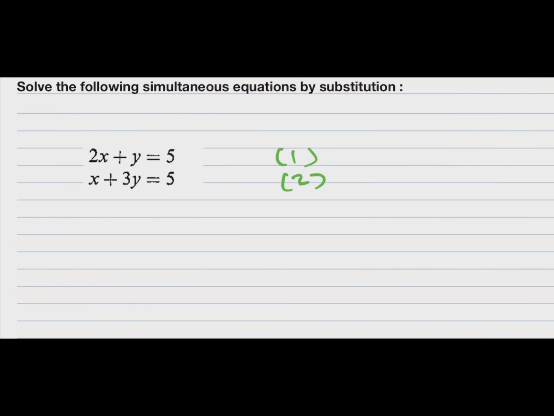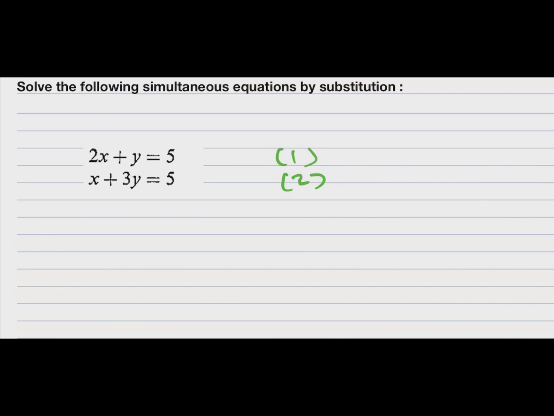If I want to solve by the substitution method, I will look for a variable that has a coefficient equal to 1. You know, the coefficient is the number next to the variable. For example, in 2x, the coefficient of x is 2. Since I don't have any number beside the y, the coefficient of y is 1. So in the first equation, y has the coefficient of 1, so I write y in terms of x. In other words, I bring the 2x to the other side.